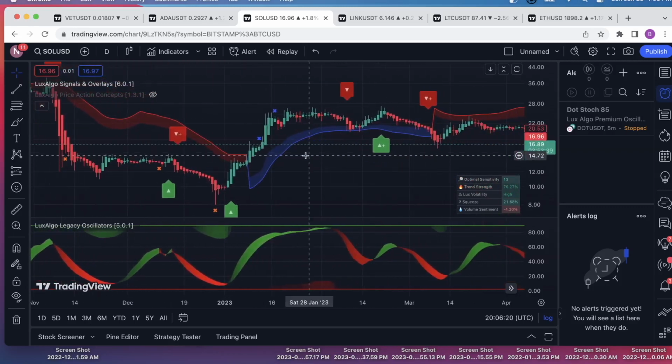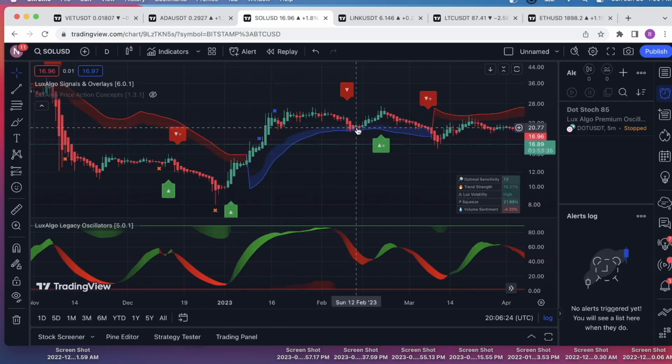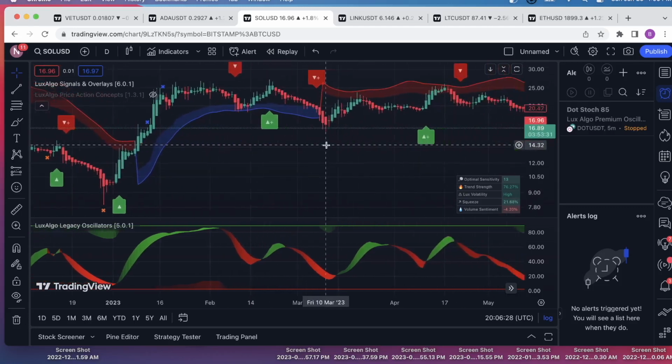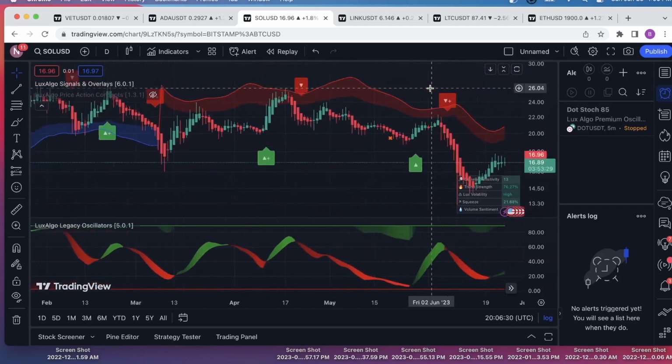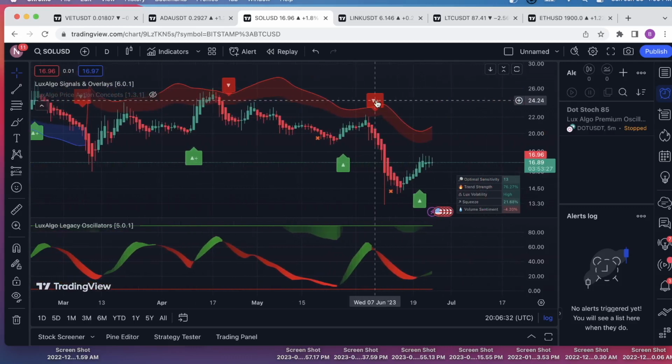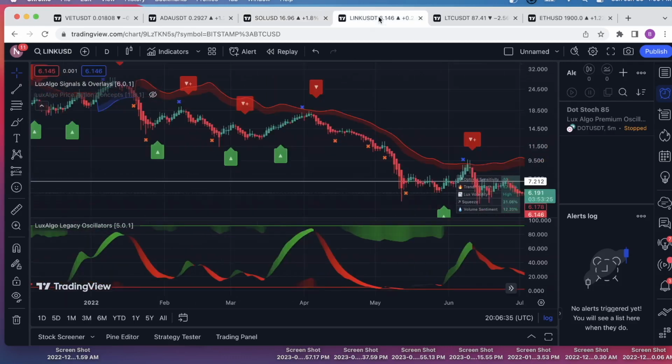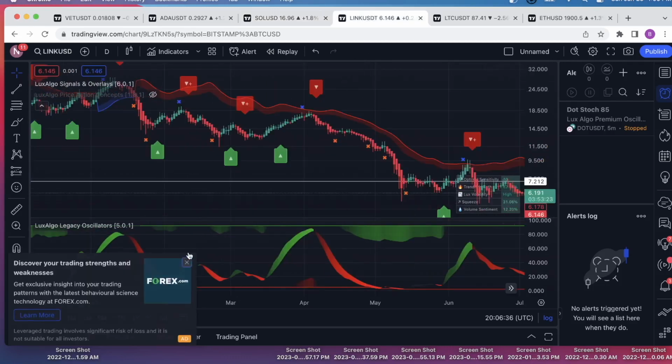And then it works the other way around too. If you're above here, then it's going to serve as a support zone and it's going to bounce off, right? Resistance, resistance. It's so crazy accurate. It's amazing. Now here's another example on Link. Same setup.